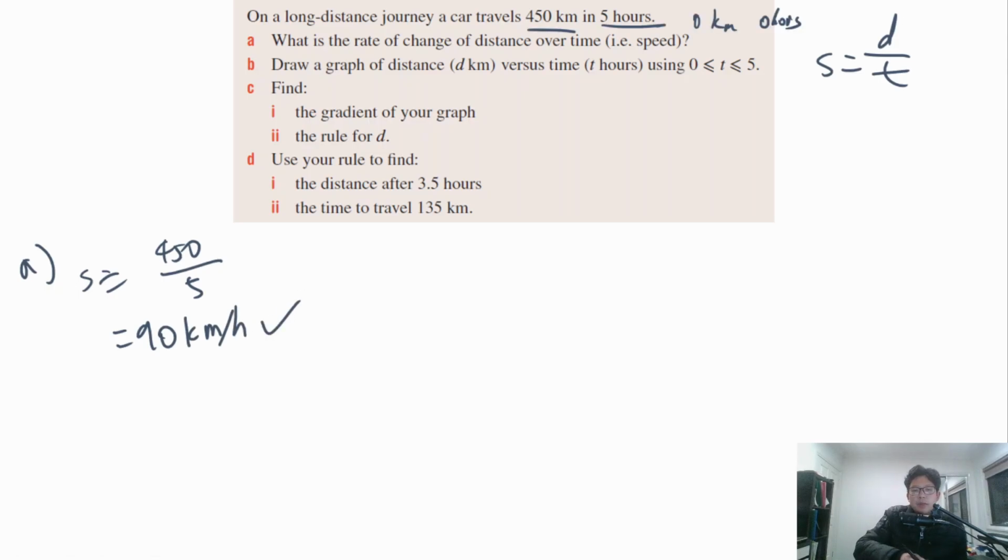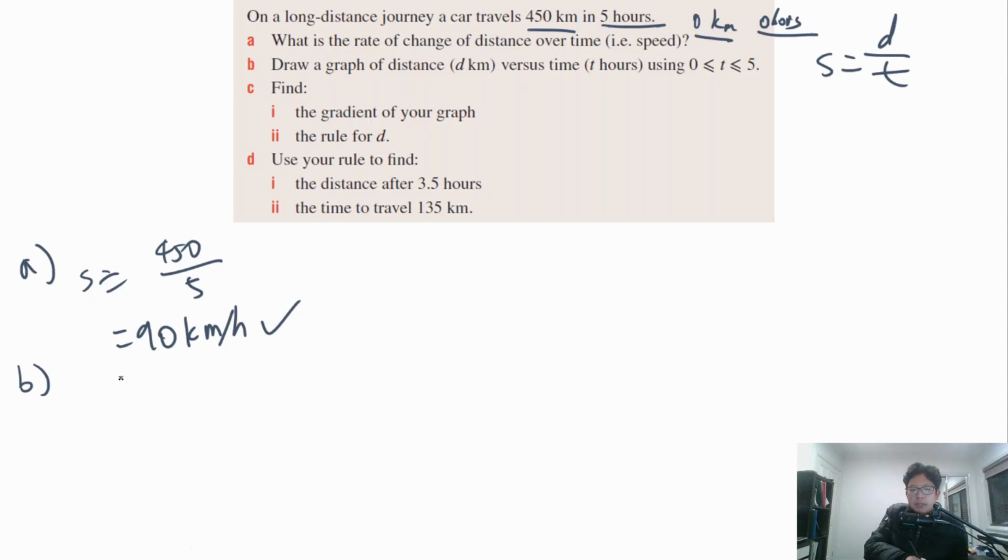Alright, so now let's move on to question B. It says, draw a graph of distance d kilometers versus time t hours using that rule here. So the starting point is 0 hours, ending point is 5 hours. So you can remember, you can draw a graph with the ending point 450 kilometers in 5 hours and the starting point 0 kilometers in 0 hours.